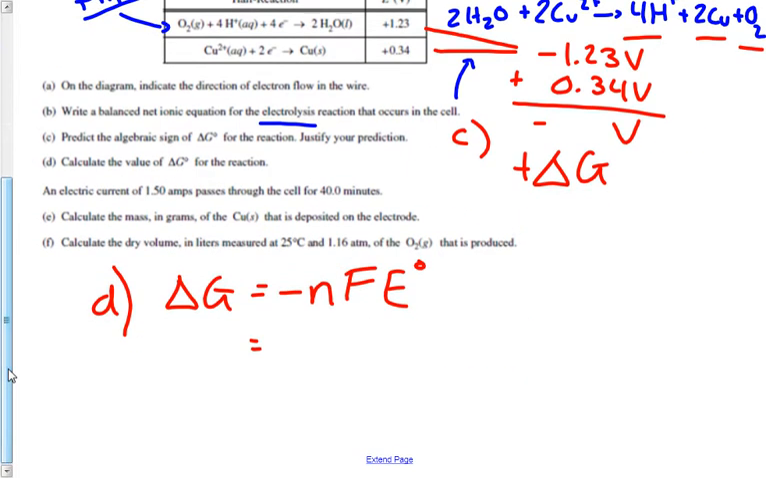So what's the n? Number of moles of electrons. So I have 4 electrons, which is technically moles. That's 4 moles of electrons. Okay? Then F. Oh, I don't know F.